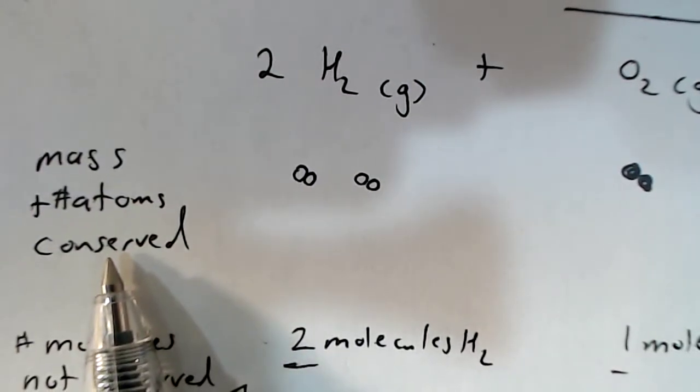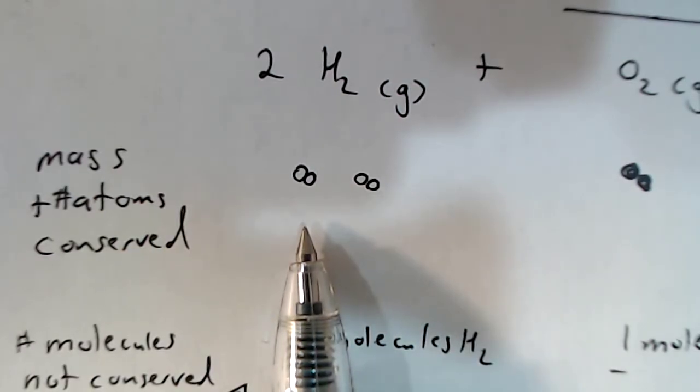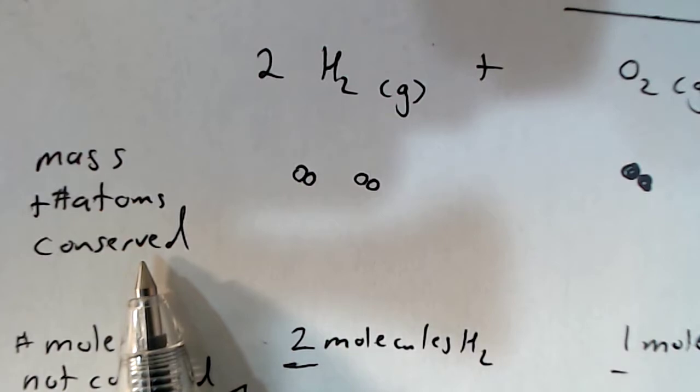When we balance an equation, we not only end up balancing and conserving the number of atoms, but mass is also conserved. Because we have just as many atoms on both sides of each element, we'll have just as much mass because atoms have mass. So mass cannot be created or destroyed. It's conserved during a chemical reaction.